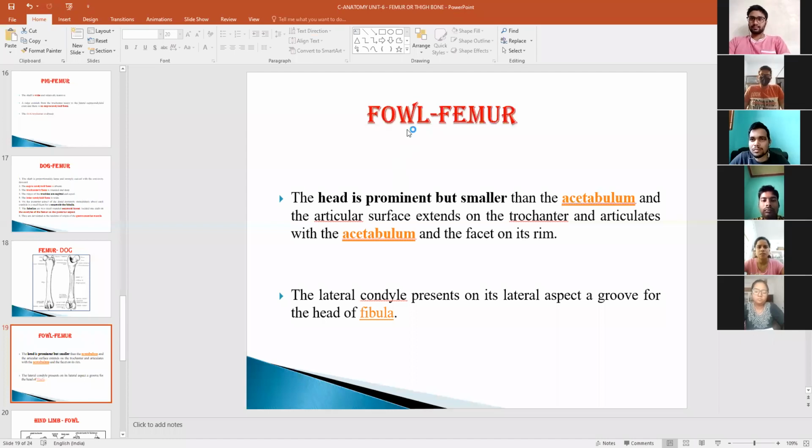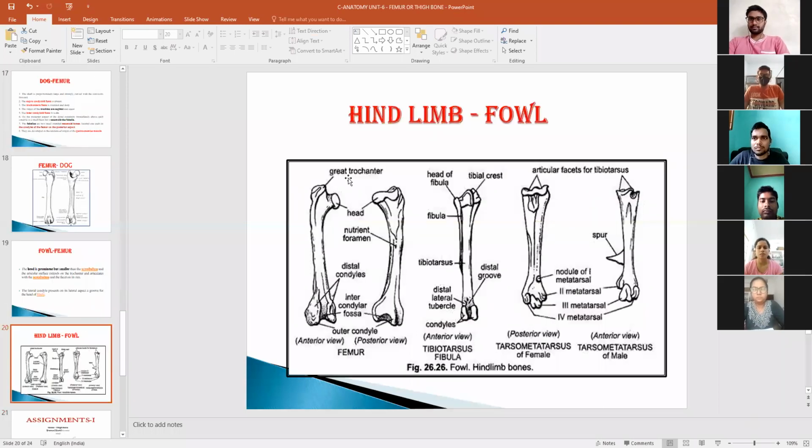Now last is that in case of the fowl or bird, the head is prominent but smaller than that of the acetabulum, and the articular surface stands on the trochanter and articulates with the acetabulum in the form of a facet. The lateral condyle is present on the lateral aspect, with a groove for the fibula bone for its head. So you see this picture, this is the femur of the bird.